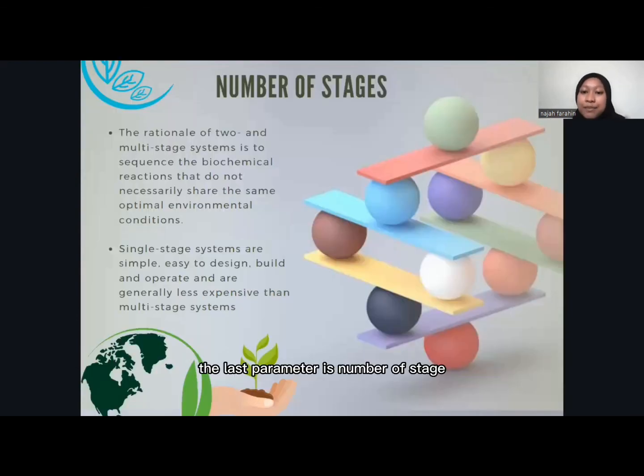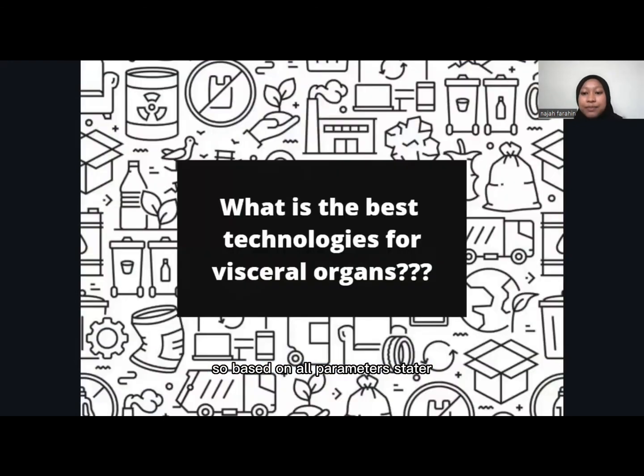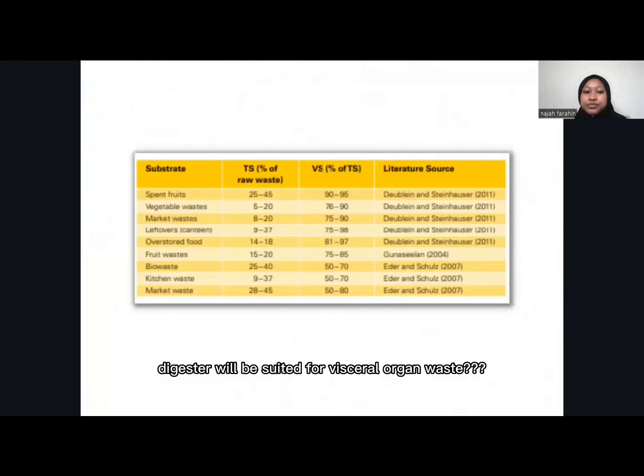The last parameter is number of stages. The rationale of two and multi-stage systems is to sequence the biochemical reactions that do not necessarily share the same optimal environmental conditions. Single-stage systems are simple, easy to design, work and operate easily, and are generally less expensive than multi-stage systems. So based on all parameters stated before, which digester will be suited for visceral organ waste?